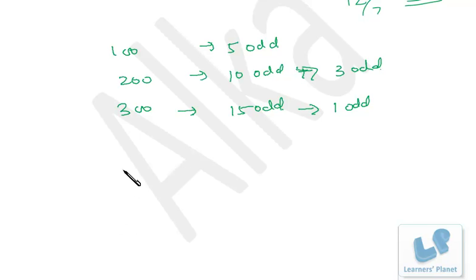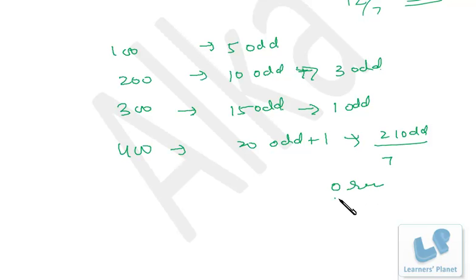And in 400 years, what will happen? 20 odd days plus it's a century, so 1 more odd day, so it's 21 odd days. So finally 21 divided by 7, remainder is 0. So no odd days are left. That's why I told you in 1600 there will be no odd days. Okay, so now we are clear about all these facts.